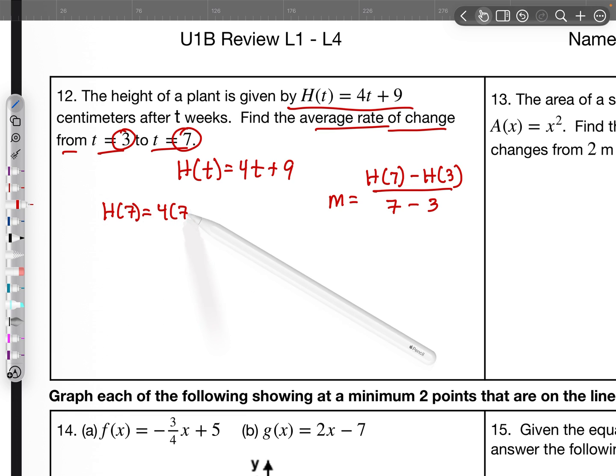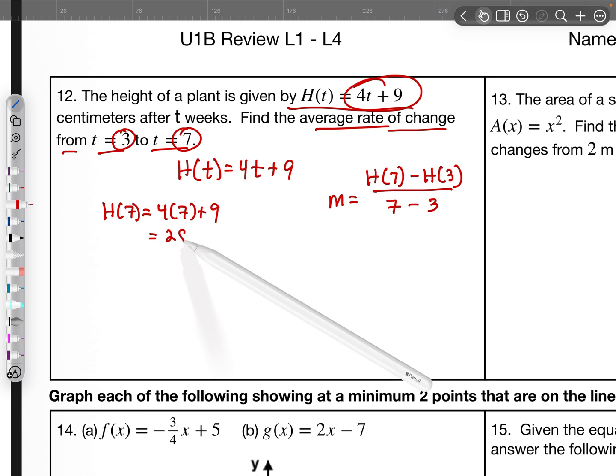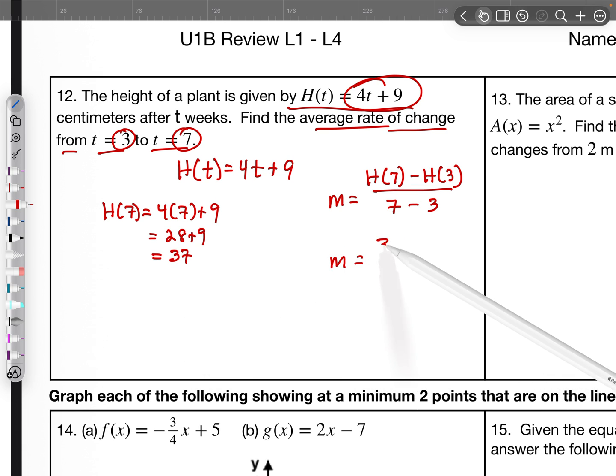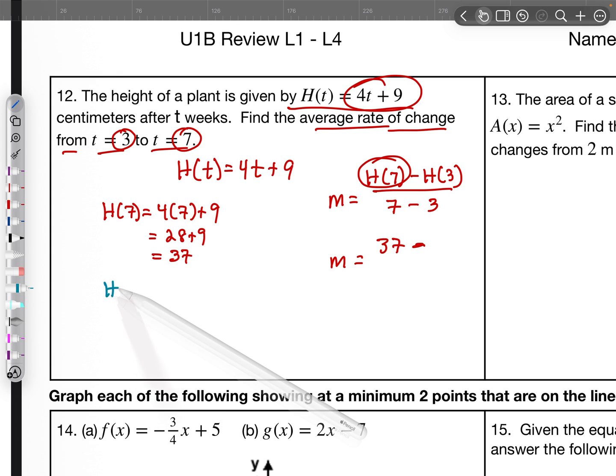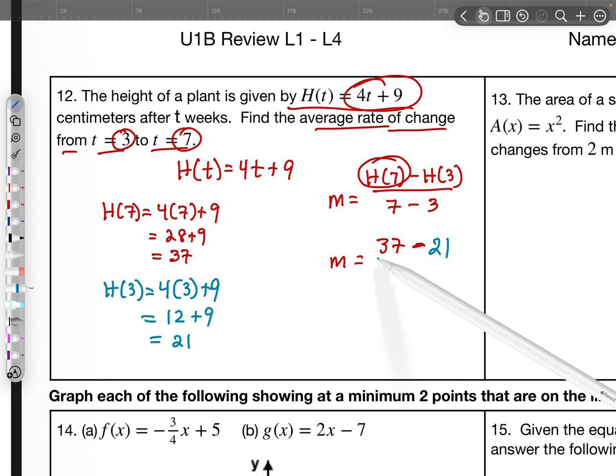4 times 7 plus 9, I'm just using my equation there. 28 plus 9, 37. So I can start doing this over here, right? That's 37. That's what this guy is, minus. Got to find that h of 3 next. H of 3. 4 times 3 plus 9. 12 plus 9, 21. So it's 21 all over.